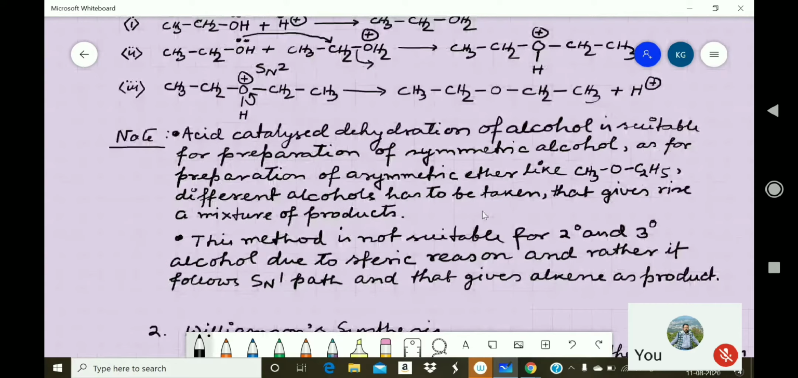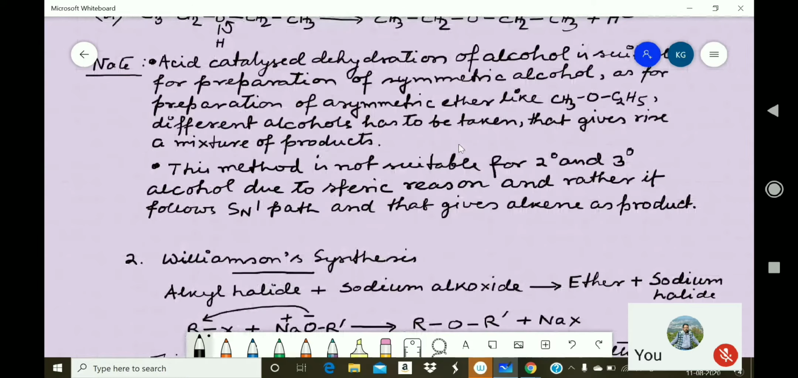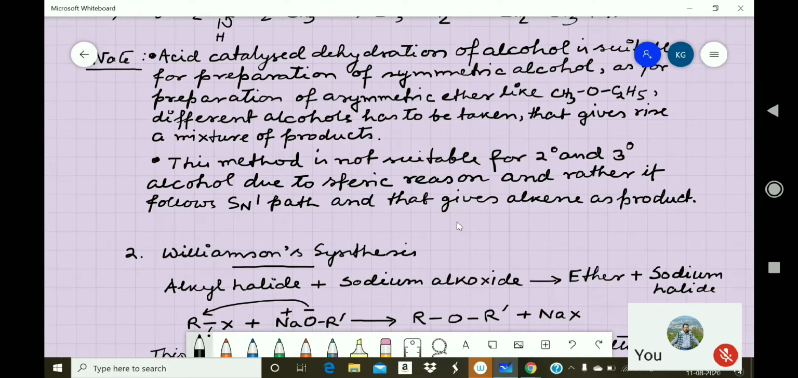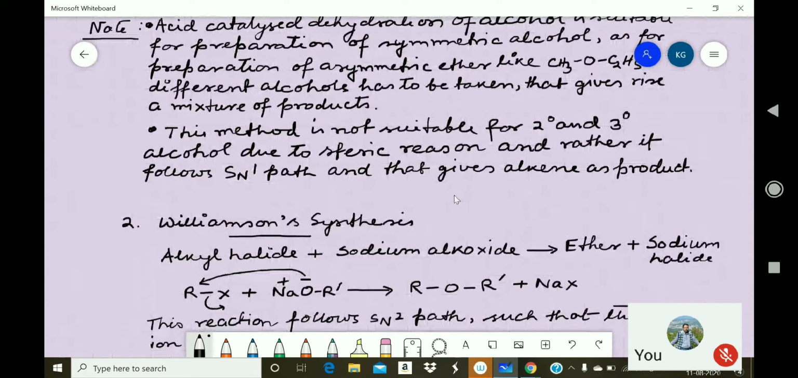In case of 2 degree and 3 degree alcohol, we can find that due to steric reasons, this preparation method is not suitable. Rather, it follows the SN1 pathway to give rise to a more stable carbocation, and that's why the alkene will be one of the major products.